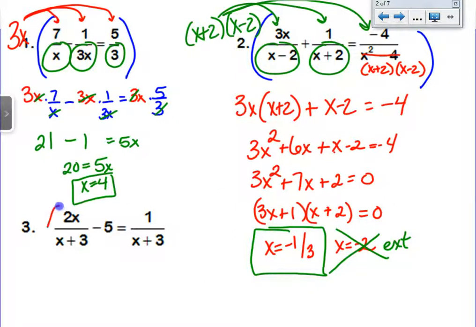Okay, something very similar here on number 3. Our common denominator would have been an x plus 3. So when I distribute that into the first fraction, x plus 3 cancels with the x plus 3, giving me 2x. Okay, the next part doesn't have anything to cancel, so it's still going to be a negative 5 times the x plus 3. And then the last fraction, the x plus 3's will cancel, and you just get a 1. So this turned out to be a really nice, easy problem.